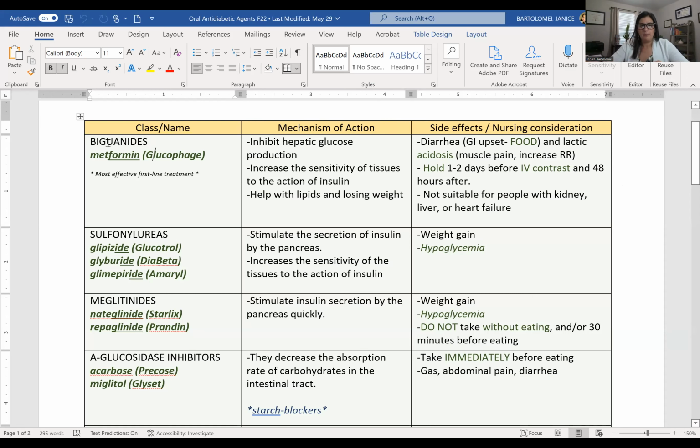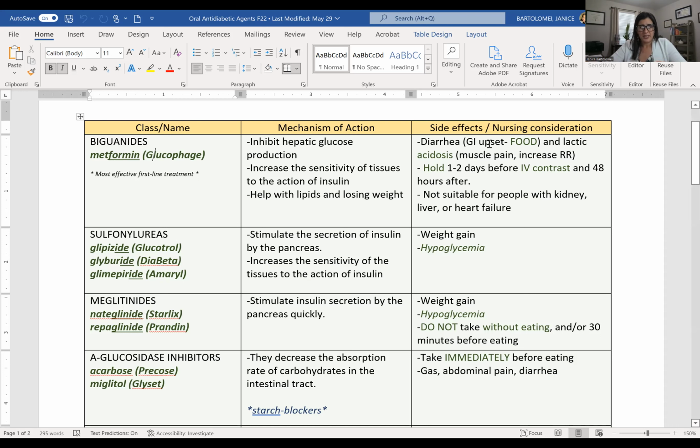So first class is biguanides. Most common is metformin. It ends on formin. I kind of highlighted what they normally end on so you can pick it and kind of give you a clue. It is the most commonly used drug and kind of first line of treatment. It works by inhibiting the glucose production and also the sensitivity of the tissues to the insulin. It also helps you lose weight and helps with the lipids.